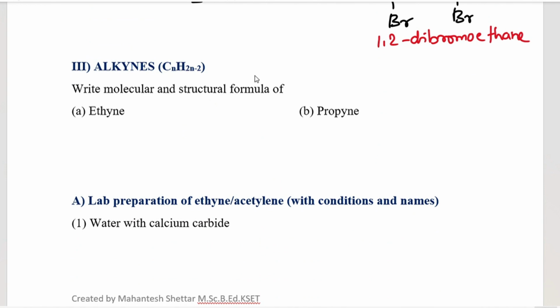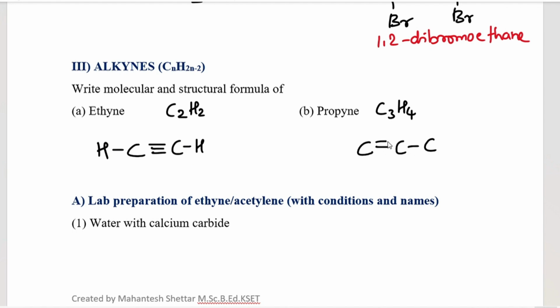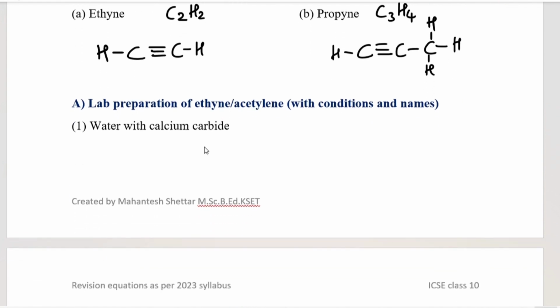Alkynes. General formula CnH2n-2. Molecular formula of ethyne and propyne, and their structural formula: ethyne is C2H2, propyne is C3H4. Okay, so alkyne means there will be a triple bond, so write carbon carbon triple bond, one hydrogen on this carbon, another here. Propyne, 1 2 3, and there should be one triple bond between carbon and carbon. You can write here or here. So one hydrogen, this carbon already has 4 bonds, so this carbon needs 3 hydrogens. Okay, so these are the structural and molecular formula of ethyne and propyne.